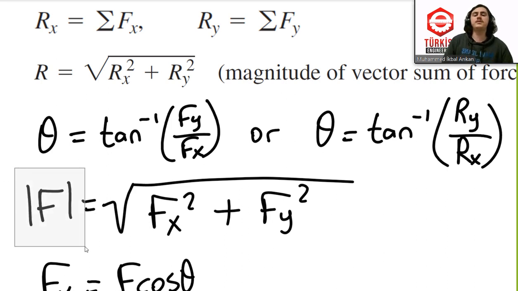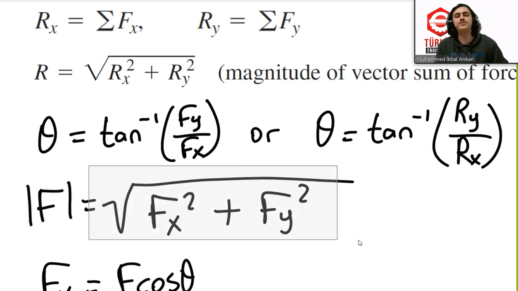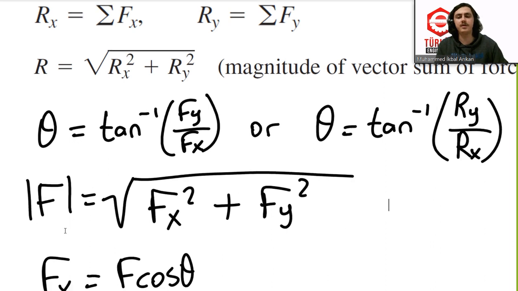How can we calculate the resultant of any force? Actually, this means the total force. You have two components, x and y. How can I calculate the resultant of them? We will use this formula, which comes from geometry, and this is the Pythagorean theorem.